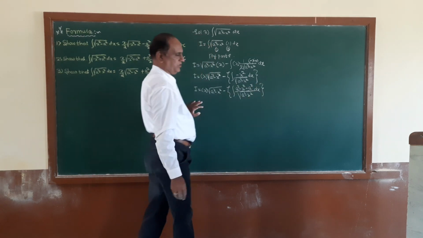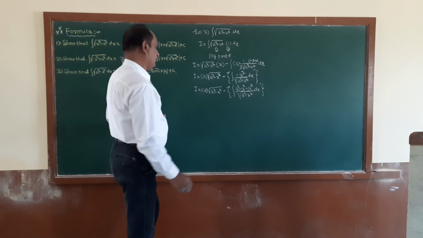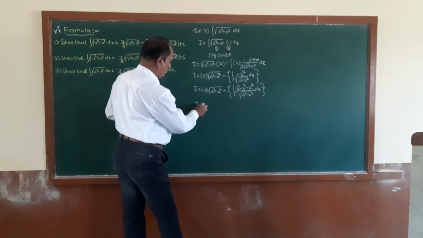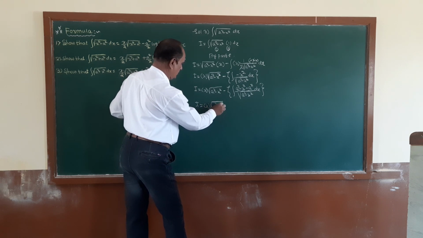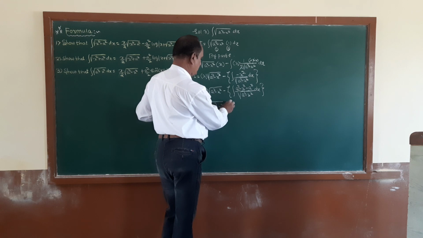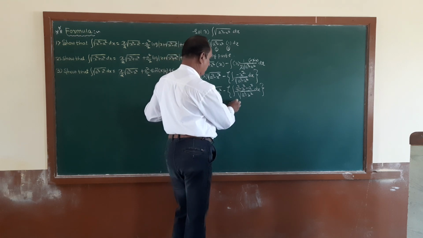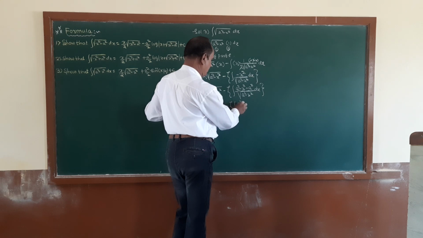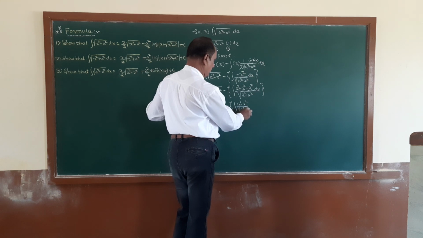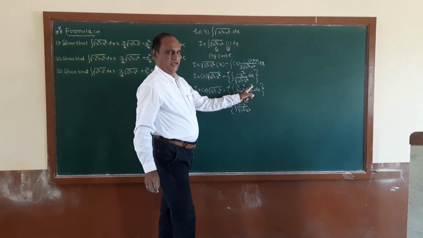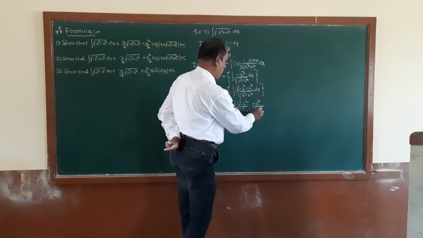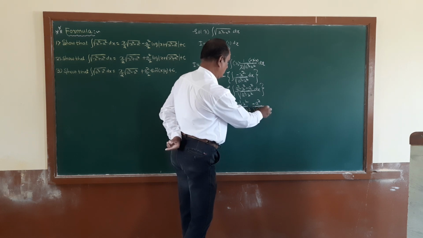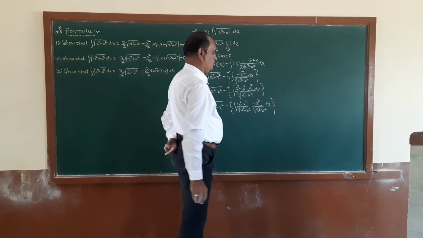So the flower bracket is complete. Again you have to make a fine arrangement. So therefore I is equal to x into the square root of a square minus x square as it is. Minus, inside the flower bracket, make a fine arrangement: a square minus x square divided by the denominator a square minus x square. Then the next term, minus a square divided by the root of a square minus x square, into dx. Flower bracket complete.